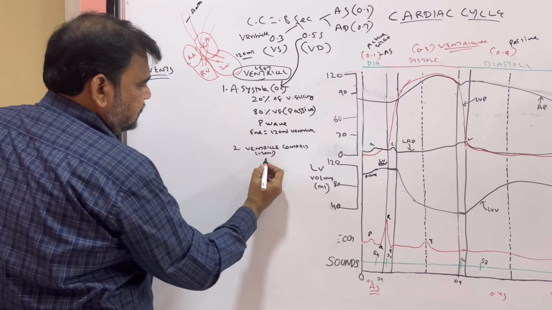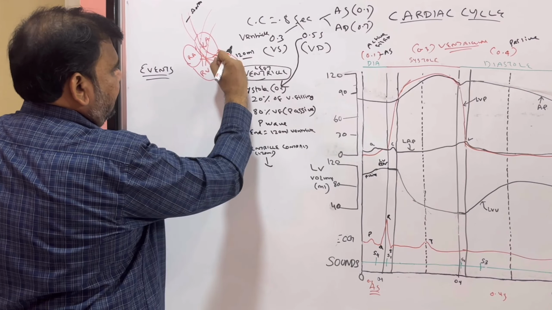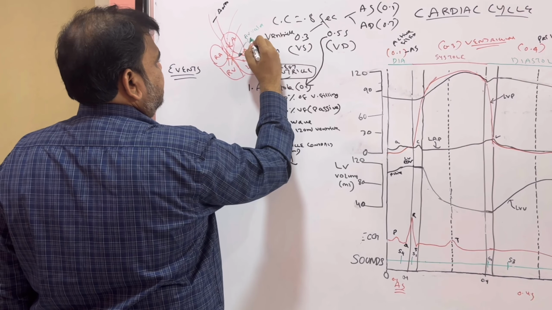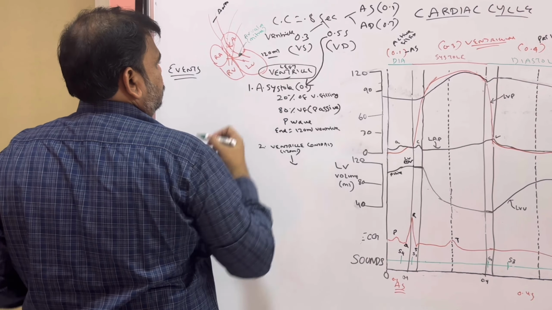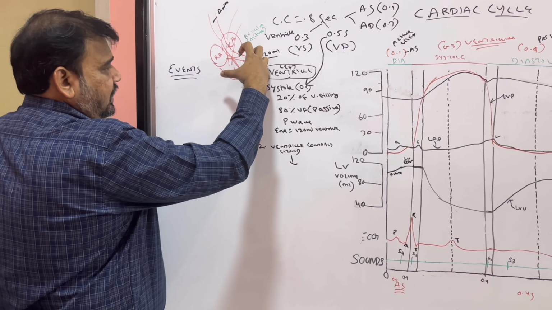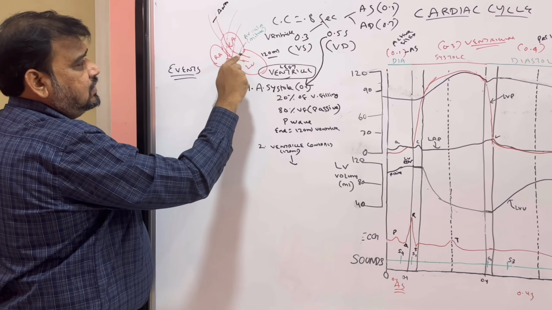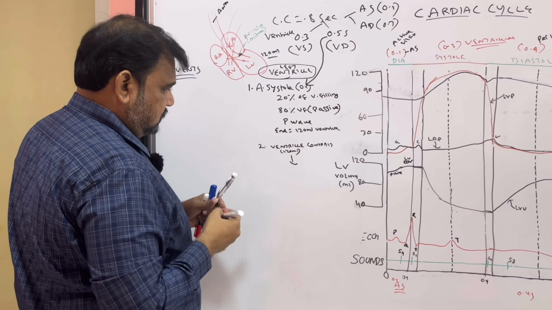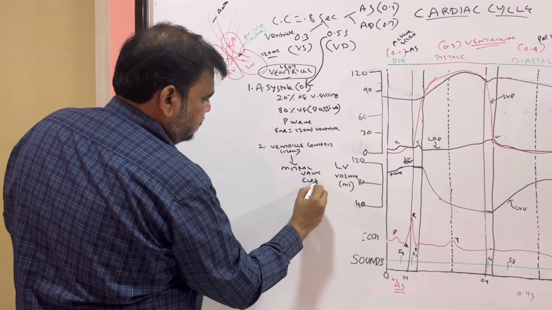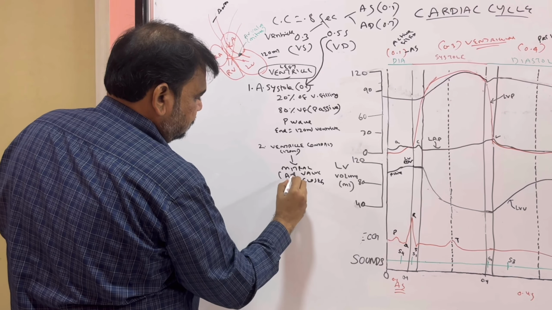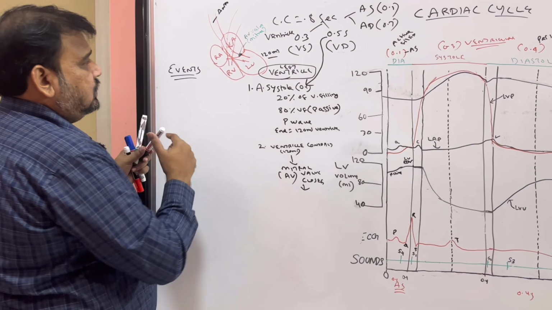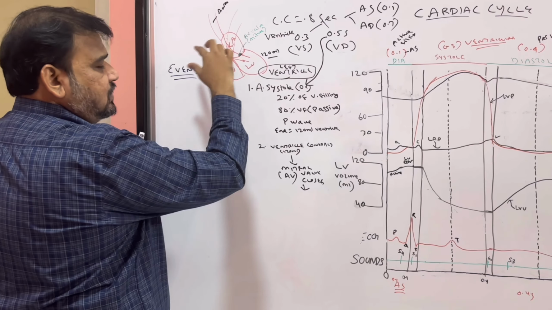Now what happens? When this ventricle contracts, here there is a valve, the AV valve. Being on the left side, this is the mitral. When the ventricle contracts, this mitral valve closes. That's what I want you to note down. The ventricle starts contracting, the mitral valve or AV valve closes. As the mitral valve closes, this is closed, and this aortic valve is already closed.